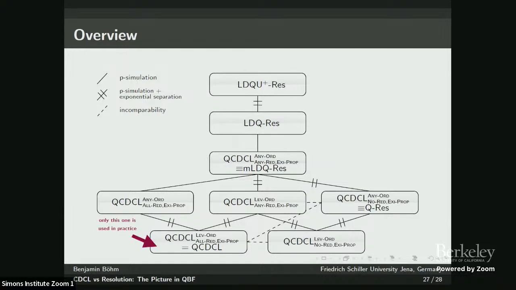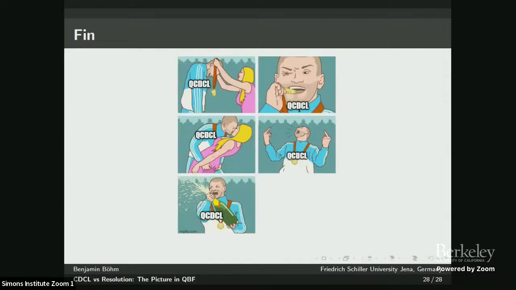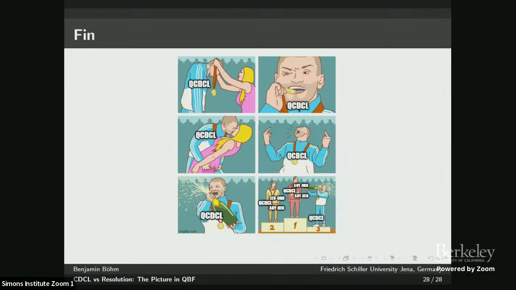You see, there's lots of stuff which could be better variants, but yeah. And therefore, I want to end my talk with appealing to all the practitioners out there who work in QBF, and say to them that perhaps the most popular algorithm is not always the best one.